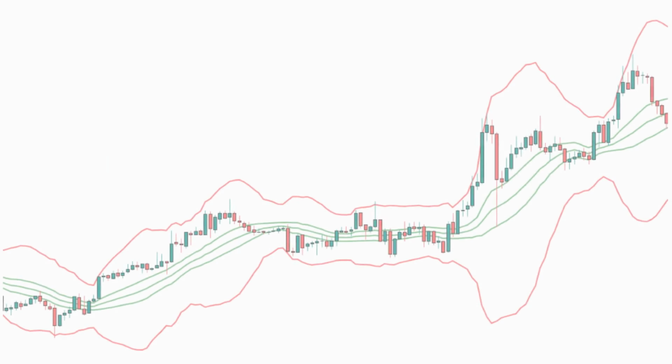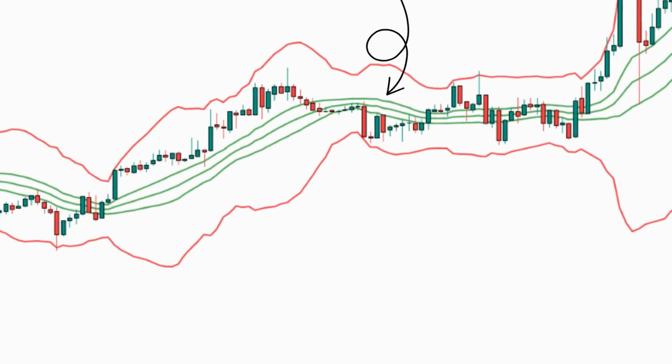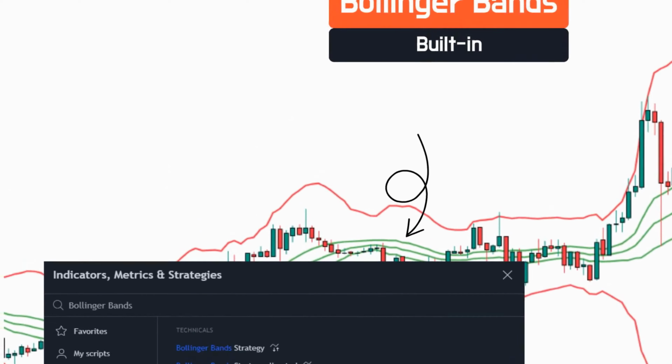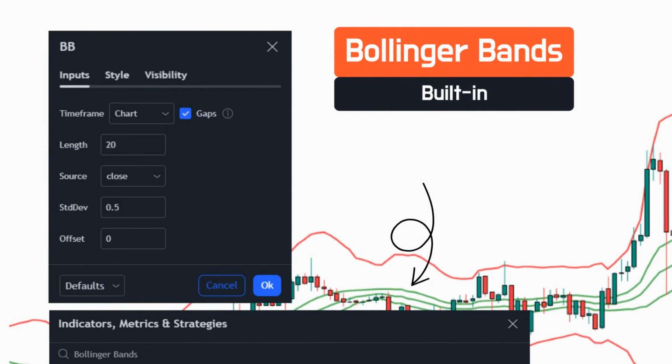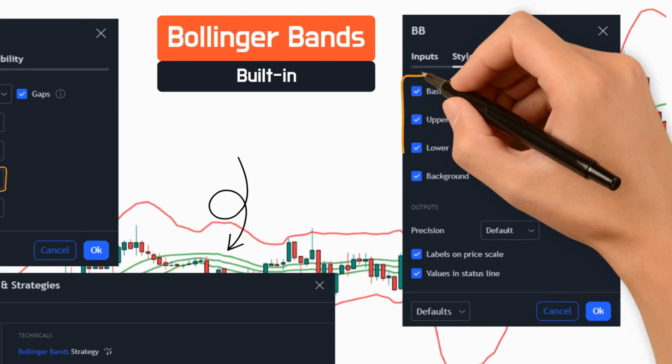The first indicator is the Bollinger Bands. Bollinger Bands is created under the assumption that price moves within a certain standard deviation around the moving average line. Please search for Bollinger Bands in the indicator search and add the built-in indicator. In the indicator settings, leave the length value at 20 and change the standard deviation to 0.5. I changed all the lines in the style settings to green.